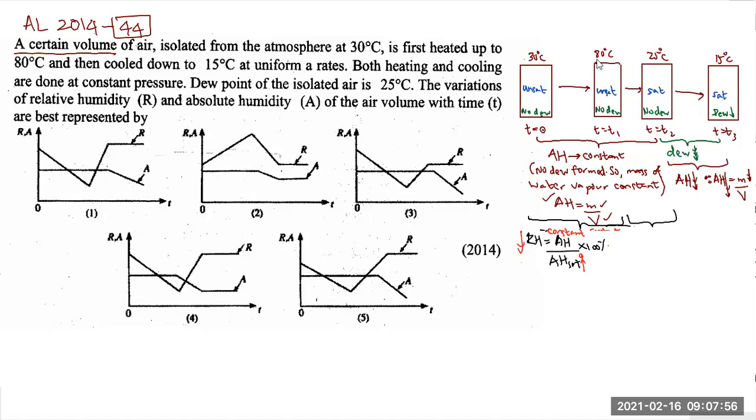But on the other hand, from t equal to T1 to t equal to T2, we are reducing the temperature. For that part, when you reduce the temperature, absolute humidity of saturated vapor is going to reduce. So when that reduces, RH is going to increase.